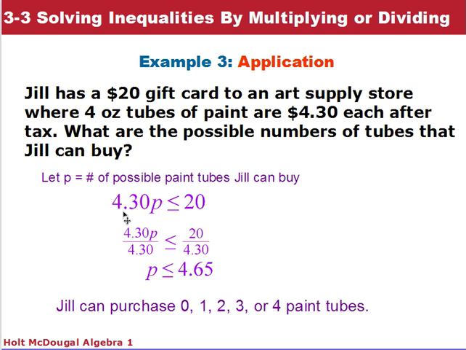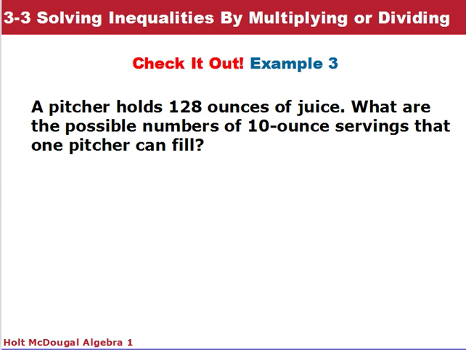So our inequality becomes $4.30 times p is less than or equal to 20. Her gift card's only up to $20, she cannot exceed that. Solving it, we divide both sides by 4.3, leaving us with p is less than or equal to 4.65. Again, she can't buy partial tubes, so she can purchase 0, 1, 2, 3, or 4 paint tubes. And here's your check it out problem.